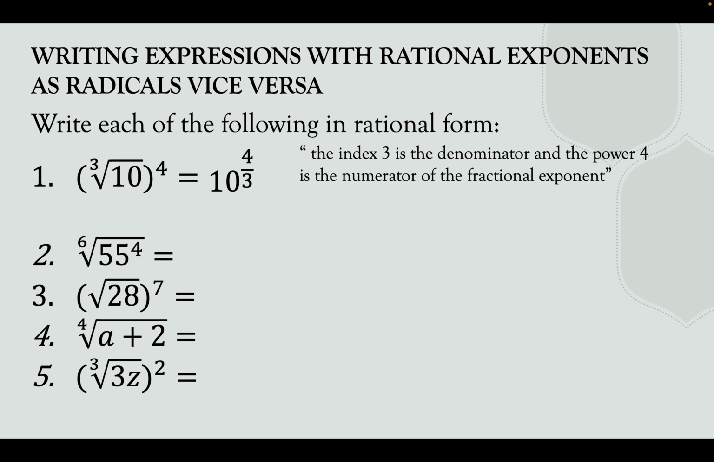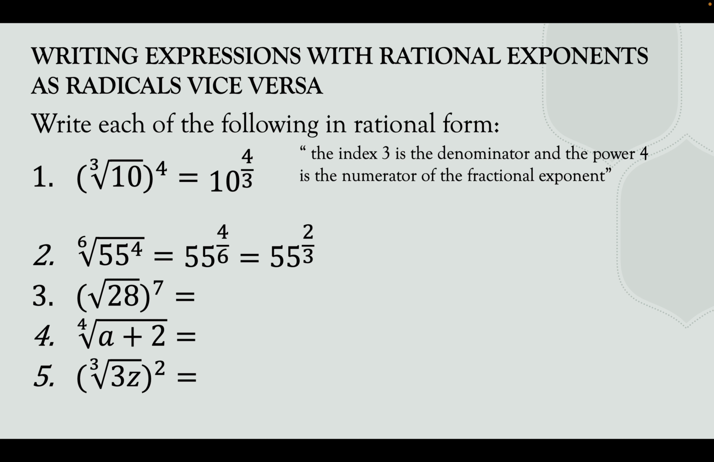Example number 2, we have the 6th root of 55 raised to 4. The index, or the denominator, is 6. The exponent is the numerator and the base is 55. So we have 55 raised to 4 over 6. You can simplify the exponent by reducing it. So 55 raised to 2/3.